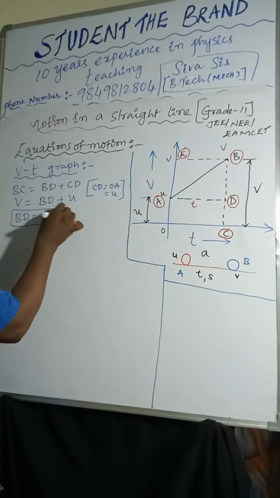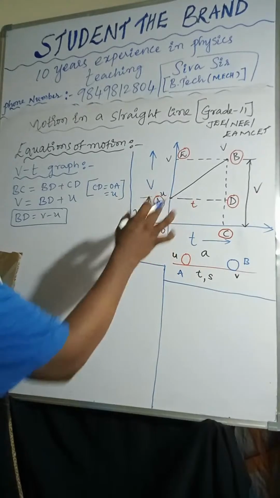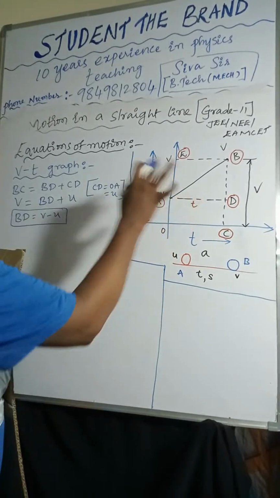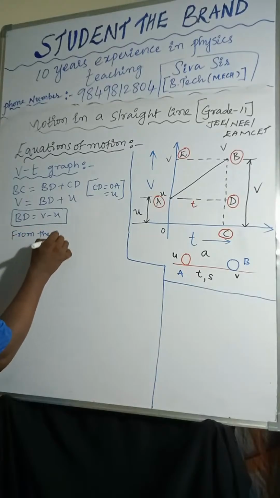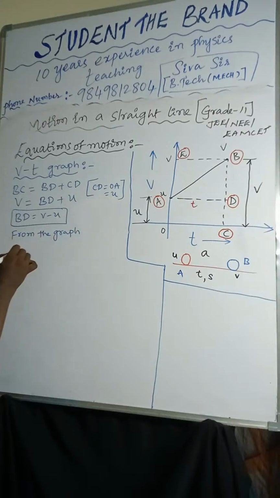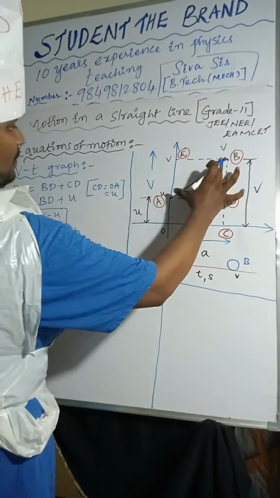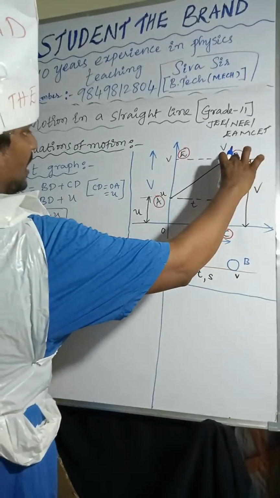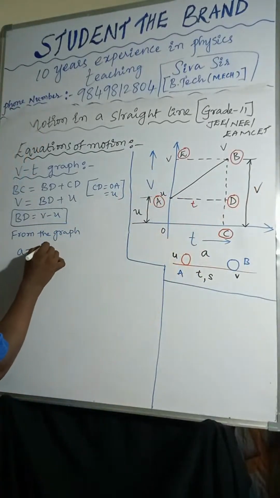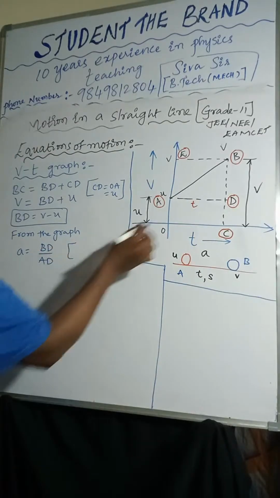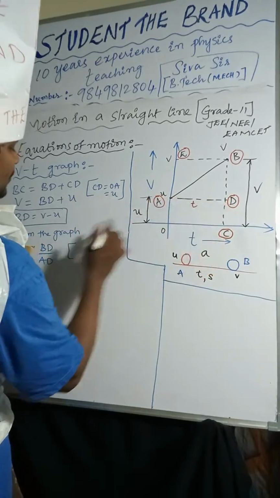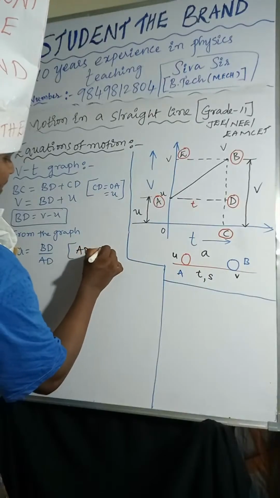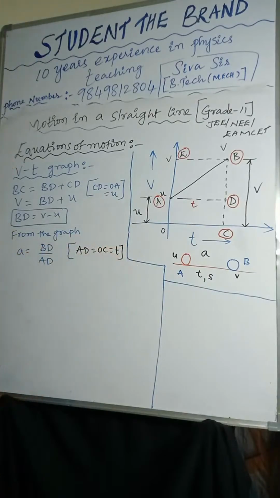From the velocity time graph, we can take acceleration. The slope of AB is nothing but acceleration, that is BD by AD. AD is nothing but OC, which is nothing but t. So you can substitute here.